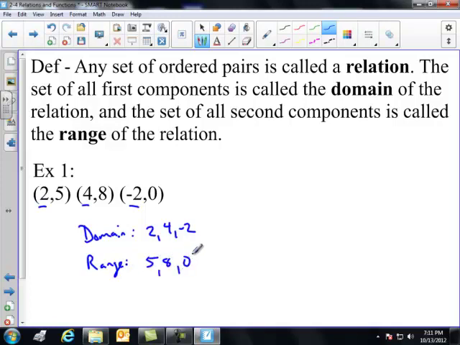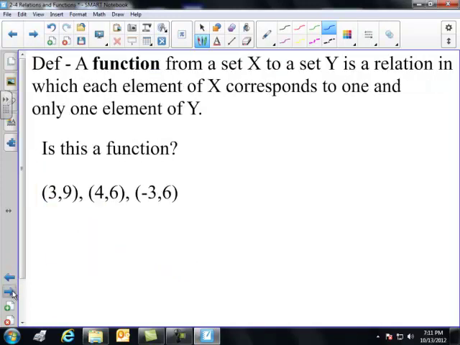That gives you a basic idea of what we're going to be dealing with when we talk about domain and range. A function itself is from a set of x to a set of y. In other words, you have two sets of values. It is a relation in which each element of x corresponds to one and only one element of y. And what this means is this.